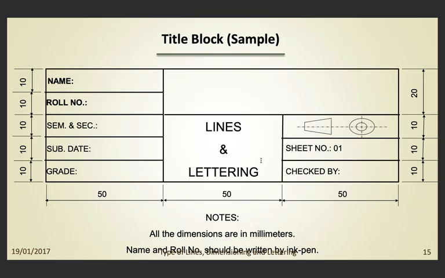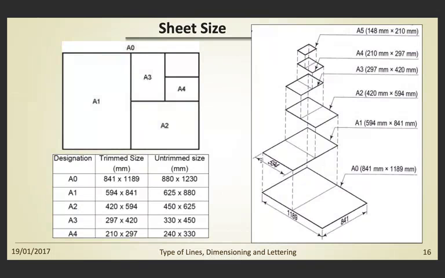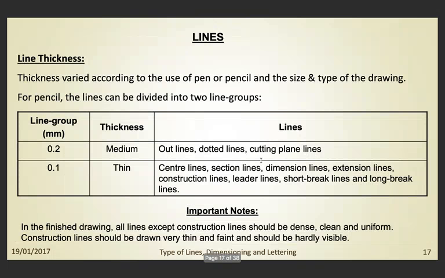The lines and lettering. So the sheet size, this is how it divides: A1, A2, A3 and A4. Mostly A2 sheet size is used, and you can also see the length and breadth are mentioned here. So when you fold the paper into two halves, it's A1, next fold it's A2, third fold it's A3 and fourth fold it's A4.